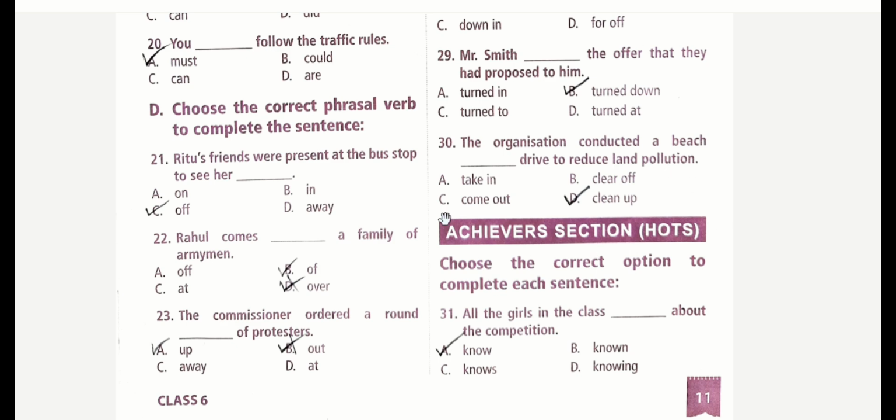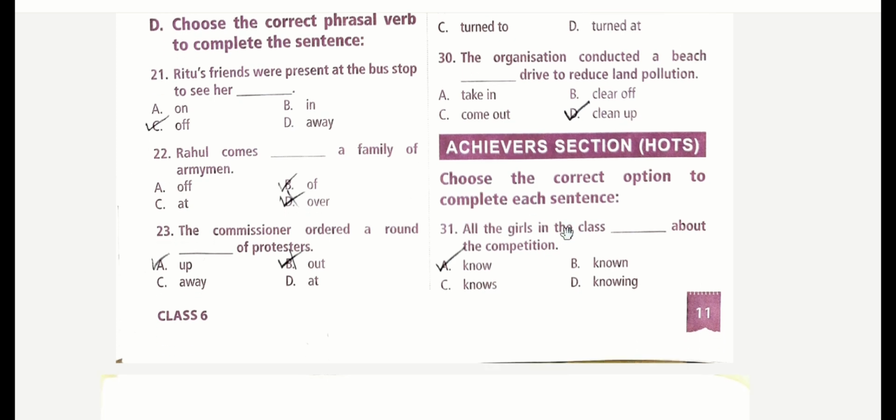Okay, let's come to the next section, which is the achiever section. Choose the correct option to complete the sentence. 31. All the girls in the class dash about the competition. So the correct answer is know. All the girls in the class know about the competition, because know is the most fitting option here. It implies that the girls have information about the competition.